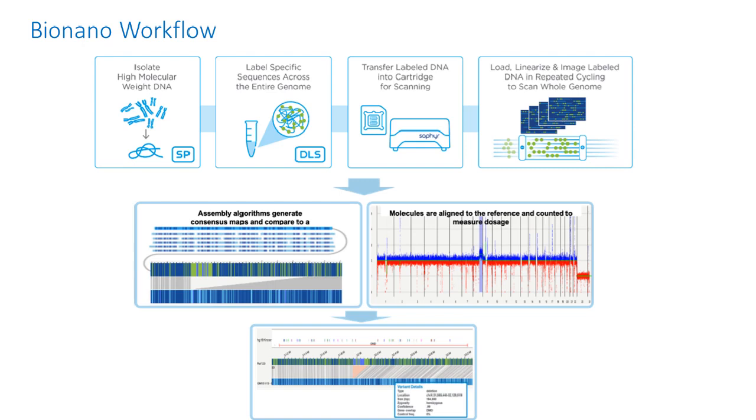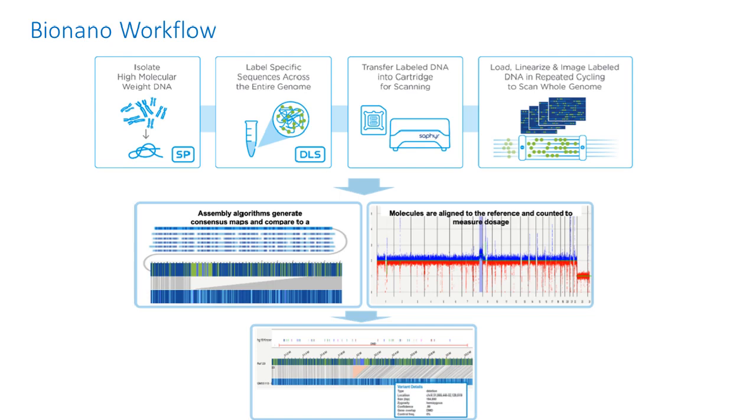That labeled DNA is then transferred onto the Saphyr chips and loaded onto the instrument, and the molecules are pulled into the nanochannels using electrophoresis, imaged, and more molecules are pulled in and imaged over and over again. And we can collect typically 100x coverage of a human genome per run, but we can go as high as 1,600x for the same cost if you want to analyze cancer samples, for example.